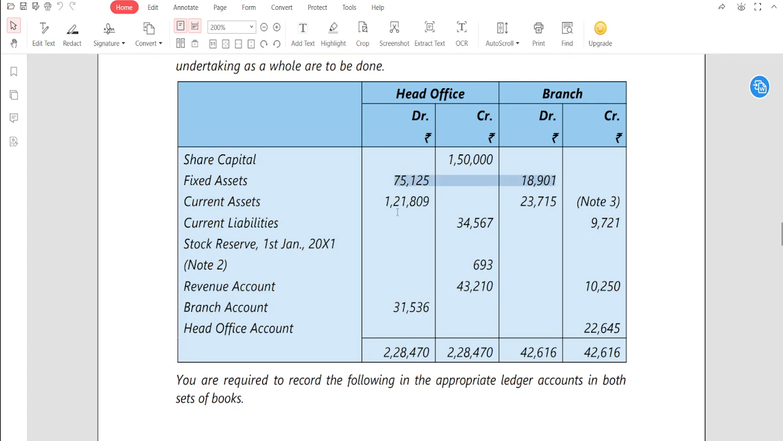Only the current asset is required, okay, and current asset is also not required in the head office. Rather it is required in the branch account, because in the branch there is a certain adjustment relating to the stock. Current liability is not required; stock reserve is required, revenue account required, and branch account and HO account are required. So 1, 2, 3, 4, 5. Only these 5 accounts are required, but in a separate way.